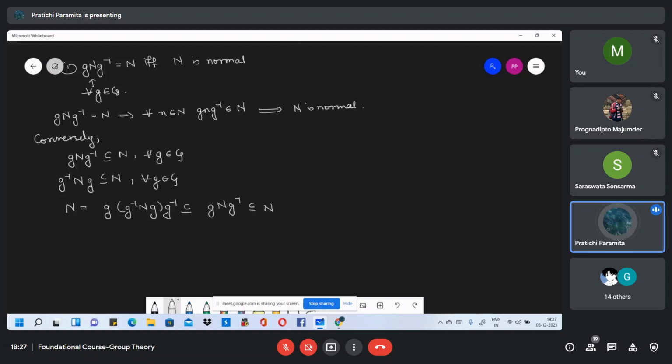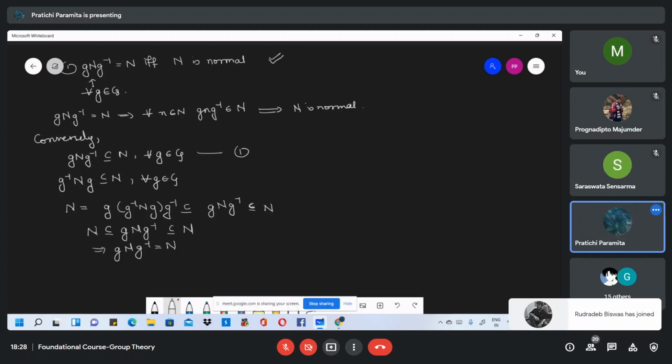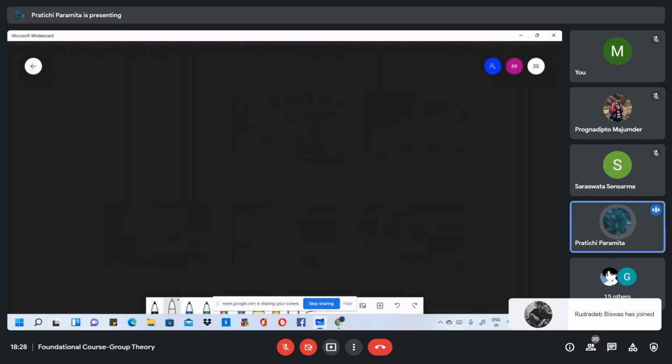And this is a subset of gNg inverse because g inverse Ng is a subset of N. From this one, I'm saying that it is a subset of N. So this would imply that N is a subset of gNg inverse, which is a subset of N. So this would imply that gNg inverse is equal to N. So we are done. So we have proved 1, that gNg inverse is N if and only if N is normal.